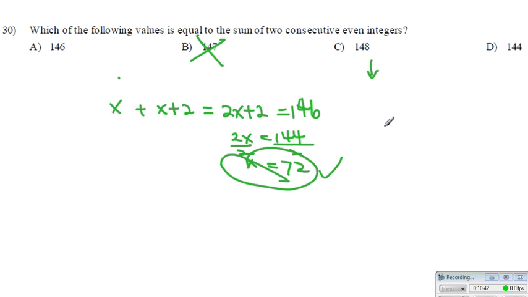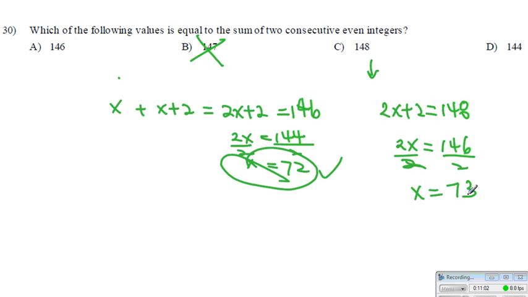148, here we end up getting 2x plus 2 becomes 148. When we subtract 2, we get 2x will be equal to 146. And then when you divide by 2, x becomes 73. But 73 wouldn't work because it's not an even number. Now, 144 also wouldn't work because this will get us x being equal to 71. You can try to do this one by yourself. Therefore, our correct answer will be choice A.